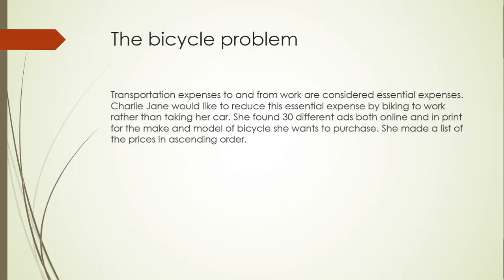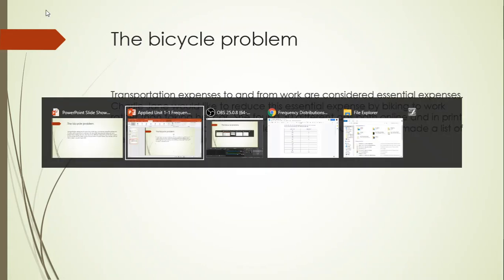Okay, so here is that example problem. Transportation expenses to and from work are considered essential expenses. Charlie Jane would like to reduce this essential expense by biking to work rather than taking her car. She found 30 different ads, both online and in print, for the make and model of bicycle she wants to purchase. She made a list of the prices in ascending order. That's from low to high.